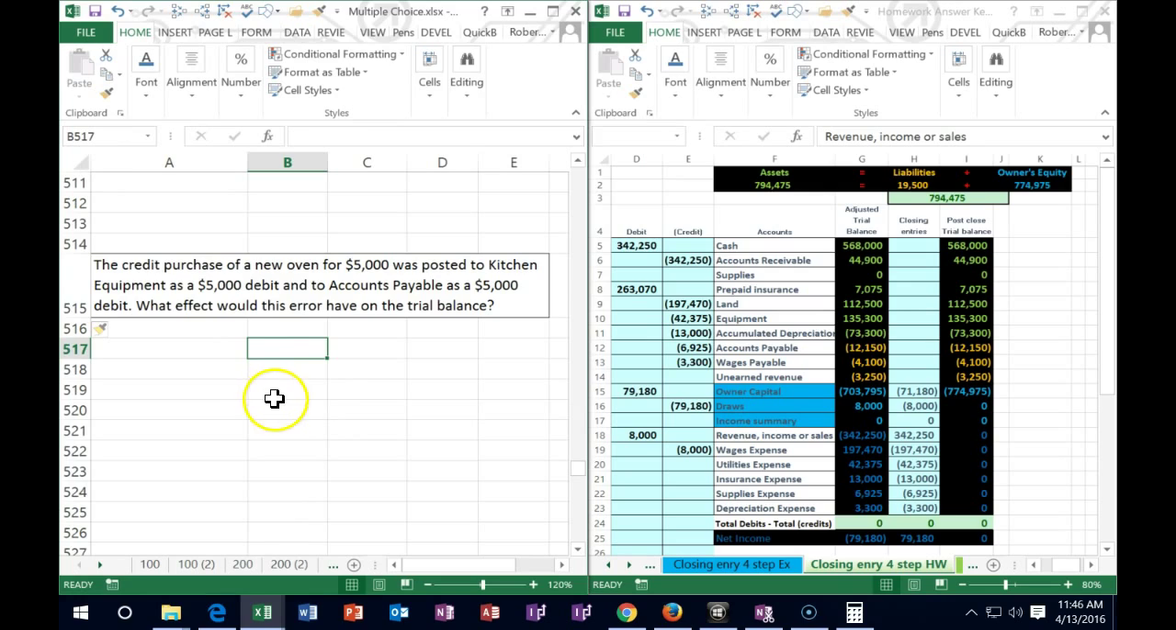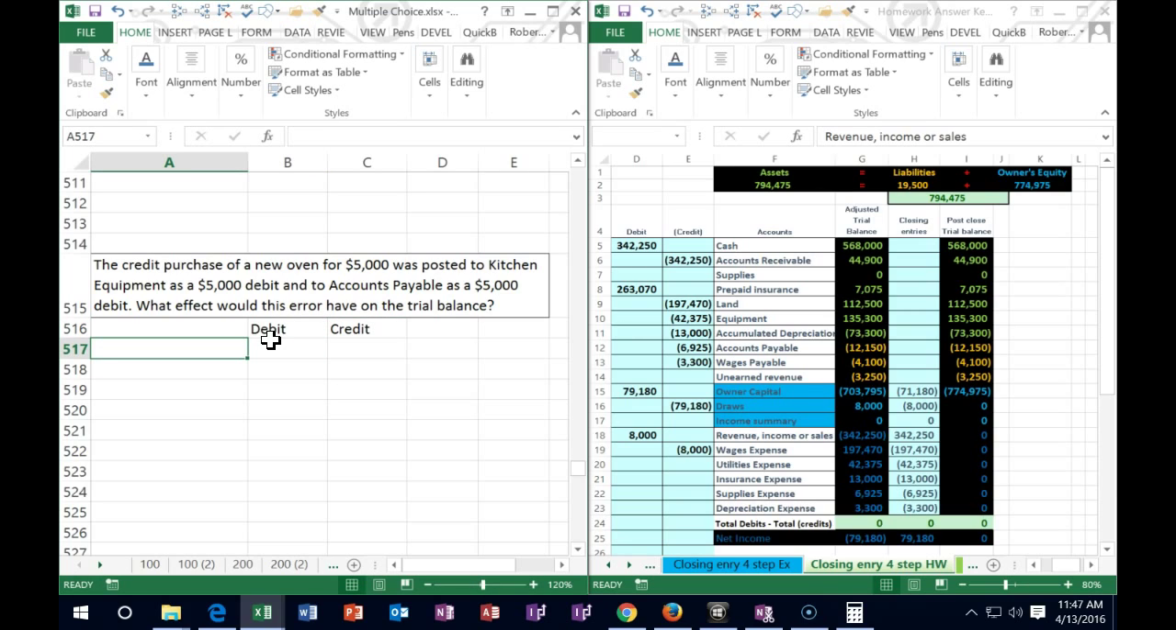It says the credit purchase of new oven for $5,000 was posted to kitchen equipment as $5,000 debit and accounts payable as $5,000 debit. What effect would this error have on the trial balance? Now, first we got to find the error, and if we read that fast, we might not even see what the error was. So let's post a journal entry. We could say what should have happened versus what did happen. Now they give us the entire journal entry this time, so we can see debit, credit. This is what they're telling us that happened.